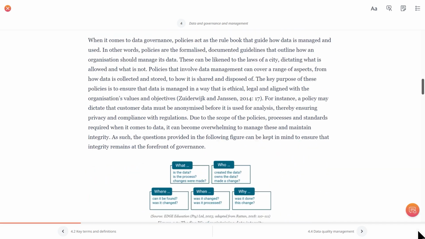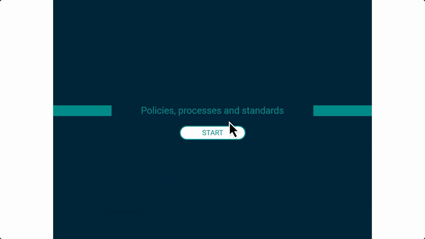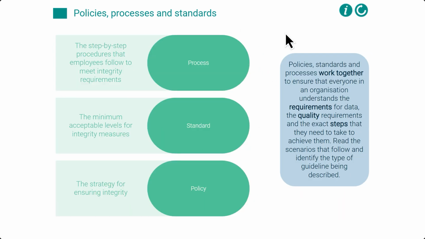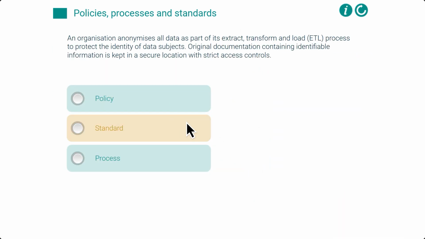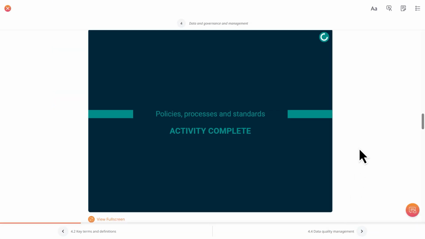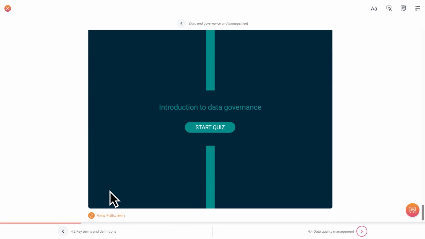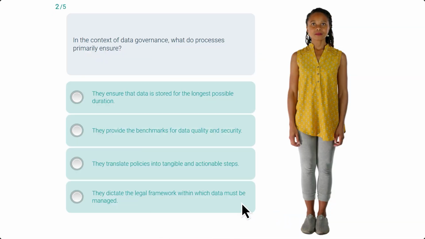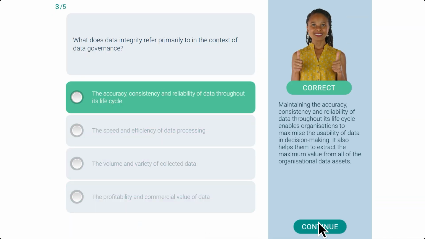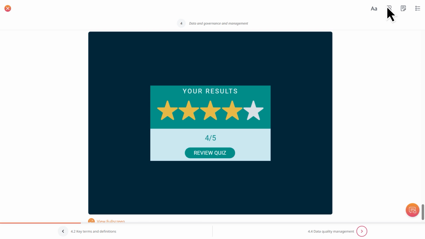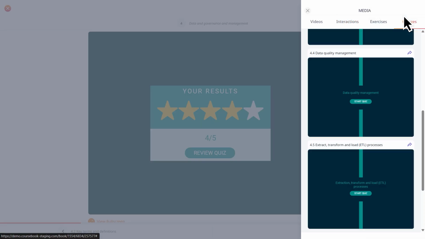As you work through your CourseBook title, you'll need to complete interactive digital activities designed to boost your understanding of the content. These interactions are also accessible through the media playlist. Each chapter includes quizzes to test your knowledge and help lock in what you've learned. These are accessible in the same convenient location as the interactive activities and videos.